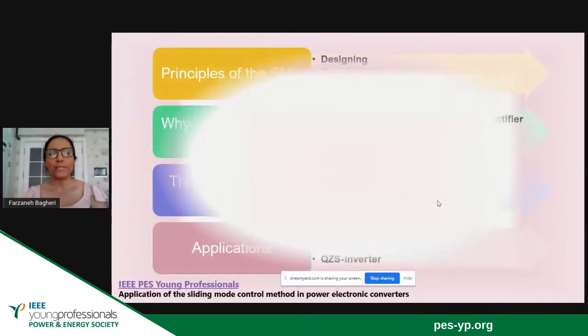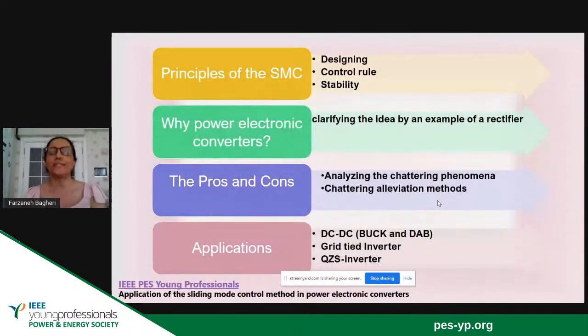So what we will see in this presentation, first of all, I would go through the principles of the sliding mode control. What is the sliding mode control? How to design it? How to assign a control rule? And also we will talk about the stability analysis of the sliding mode control method. Then I will tell you why we use sliding mode control for power electronic converters, why it is interesting to use such a nonlinear method for power electronic converters. I will clarify this idea by an example of a rectifier.